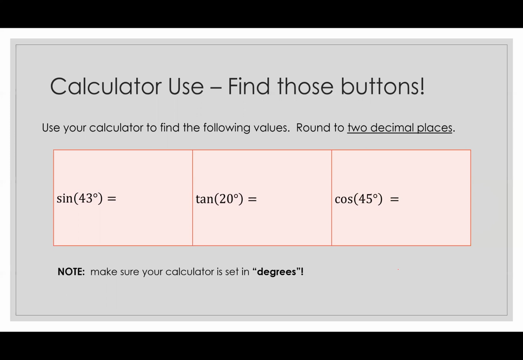Pause and do that. Now, once you have done that, did you get 0.68, 0.36, and 0.71? All right, good job. Now we know how to use our calculator to find sine, cosine, and tangent of an angle, given how many degrees the angle is.